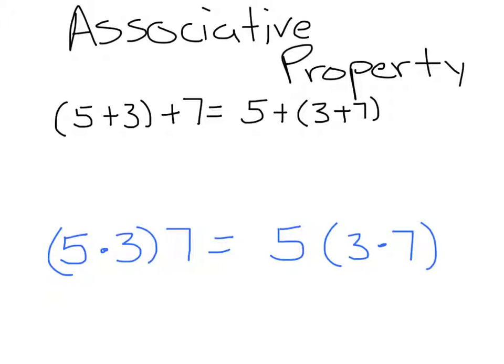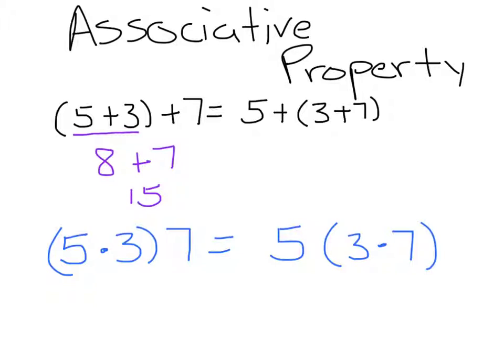So notice our addition problem here. The 5 plus 3 is grouped, so that means we have to do that first. So 5 plus 3 is 8, plus 7. Okay, 8 plus 7 is 15. Now notice the associative property tells us if I change the two numbers I group in the addition problem, I should end up with the same result.